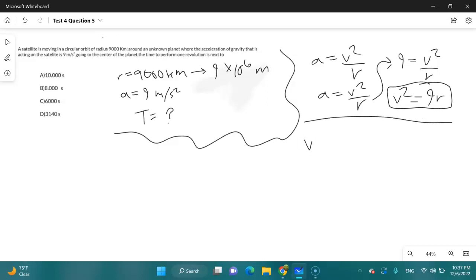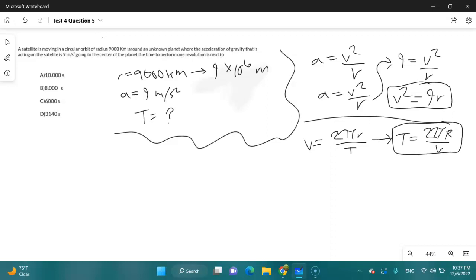So now to solve for the velocity itself, it's 2 pi times the radius over the time. And we don't have the time yet. So to rearrange this equation, the time would be equal to 2 pi times the radius over the velocity. So this is the equation that we're going to use to find the time of one revolution.